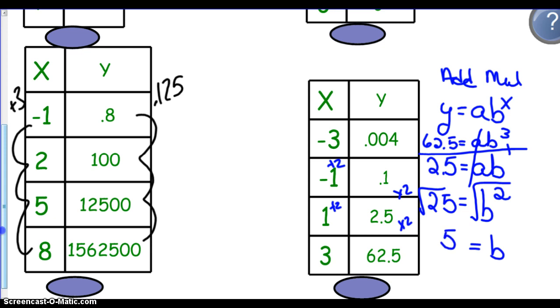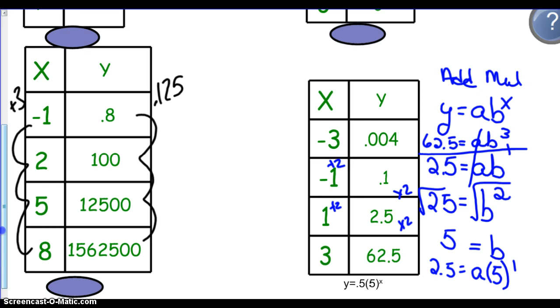Next, you're going to go through, plug that back in. So I'll just write it right here. 2.5 equals A times 5 to the first. So 2.5 divided by 5 is 0.5. And if we're lucky, there we go. That one worked out for us.